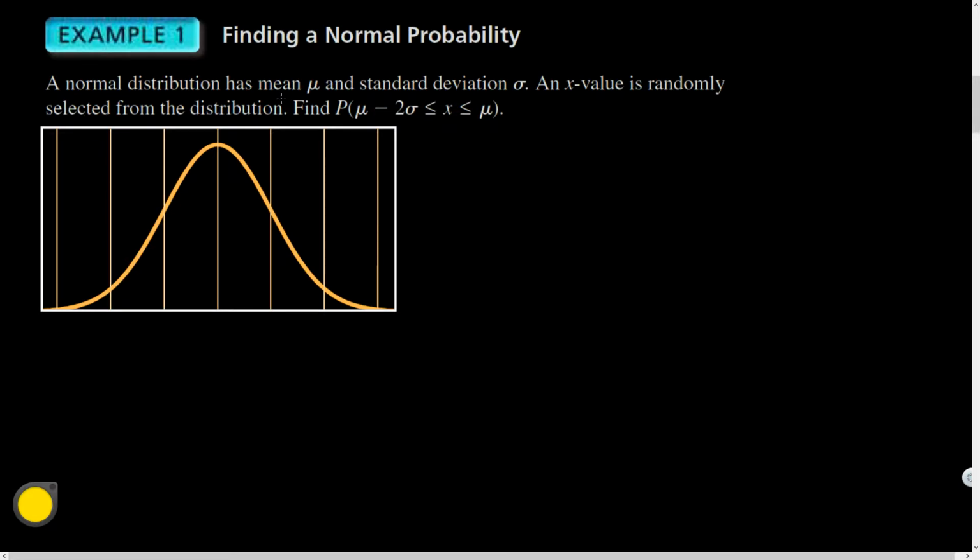A normal distribution has a mean, which can be referred to as mu. We also might call that x bar. All right, that's the Greek letter mu, I think is how you'd pronounce it.